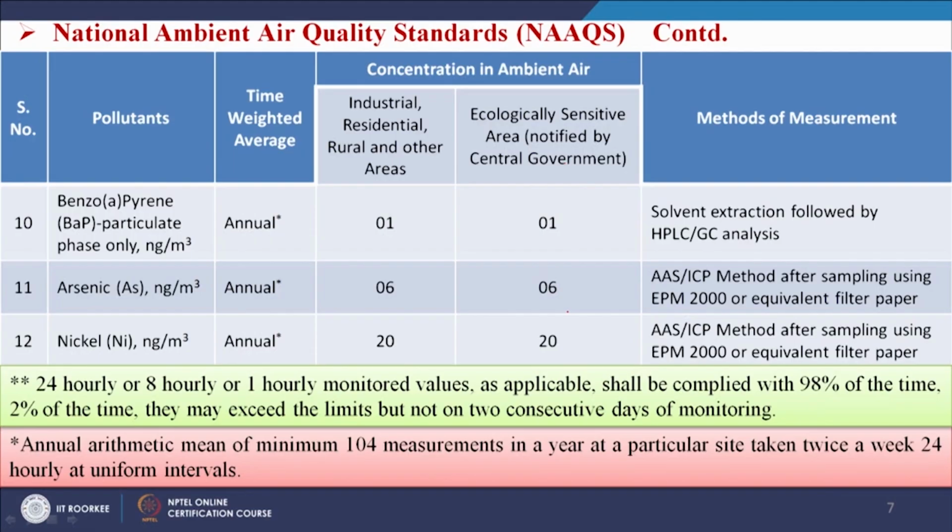So, these are the salient features, and in this case we see that 24 hourly or 8 hourly or 1 hourly monitored values as applicable shall be complied with 98% of the time, and 2% of the time they may exceed the limits, but not on 2 consecutive days of monitoring, and the annual arithmetic mean of a minimum of 104 measurements in a year at a particular site, taken twice a week, 24 hourly at uniform intervals. So, these are the process of collection of data on air quality.